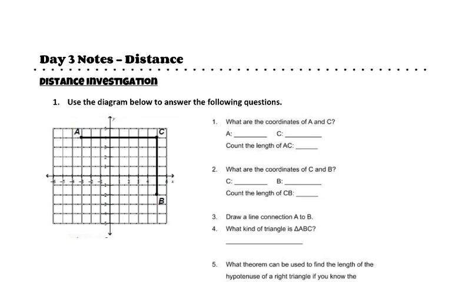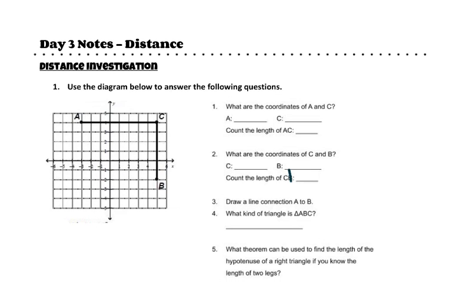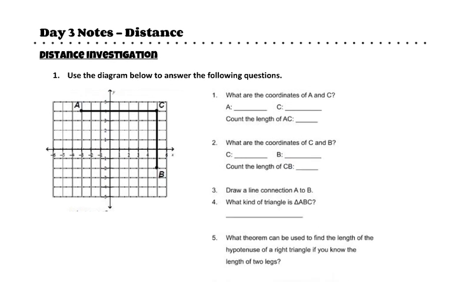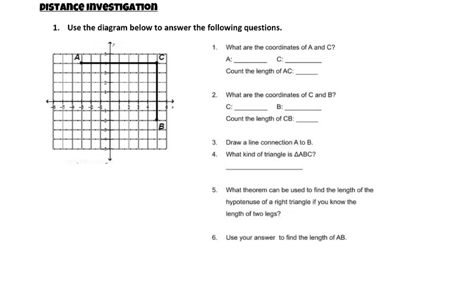In this lesson, we'll cover how to find distance on a coordinate plane using the Pythagorean theorem. So let's start with the investigation in number 1. It says, use the diagram below to answer the following questions. The first one is, what are the coordinates of A and C? So point A is over here. That looks like it's at (-3, 4).